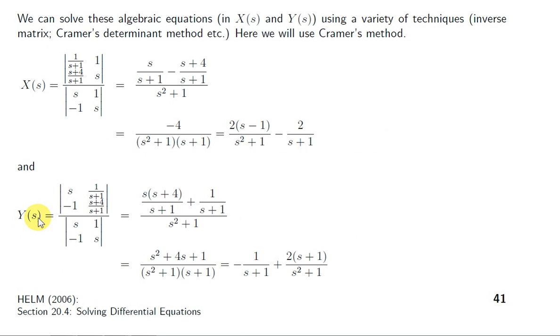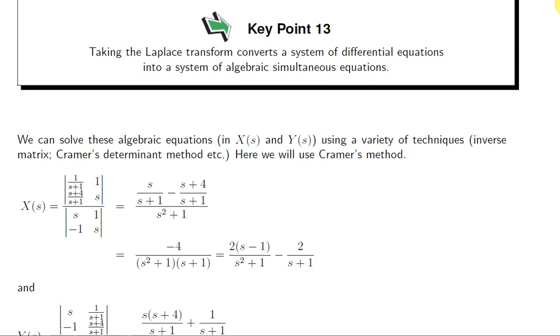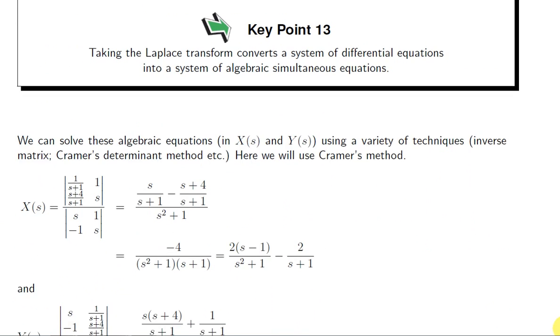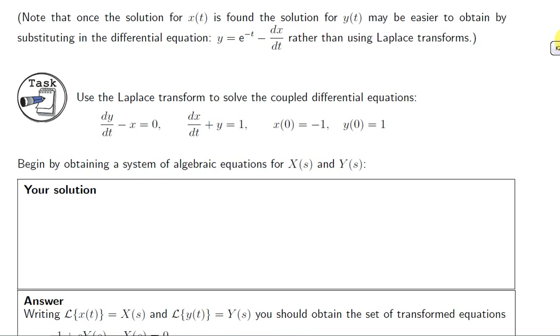Now when we're finding big Y of s, the denominator will be the same as for big X of s. It's the determinant of coefficients on the left hand side. But the determinant in the numerator is got from this determinant, but we replace the y column now, because we're looking for y, with the terms on the right hand sides of the equations. That is 1 over s plus 1 and s plus 4 over s plus 1. So they take the place of the y column of the determinant of coefficients.